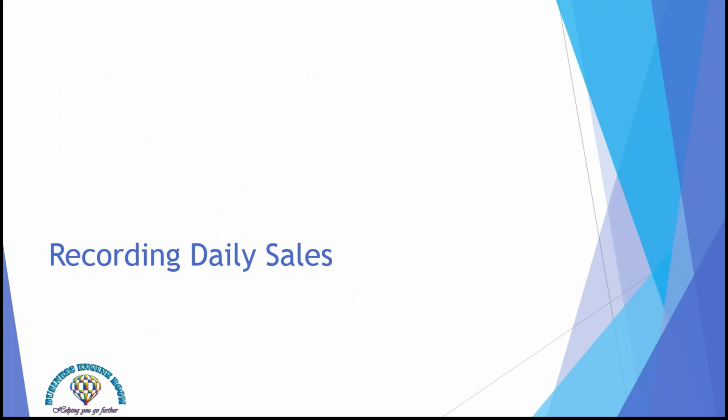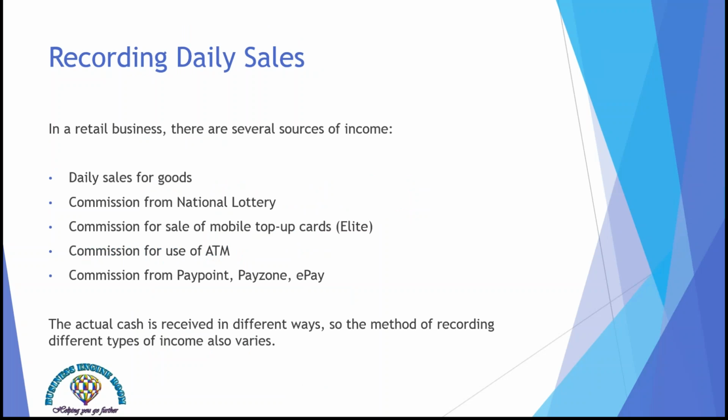Alright, we'll start with recording of daily sales. In retail businesses, there are several sources of income. Obviously, you will have your daily takings. You will also have commission that you receive from Camelot, which runs National Lottery. You'll have commission perhaps for sale of mobile top-up cards.